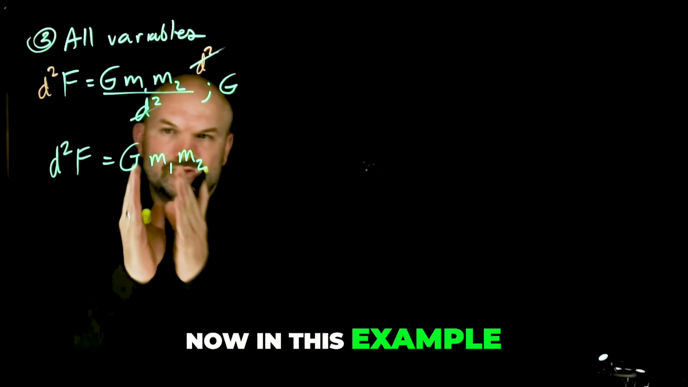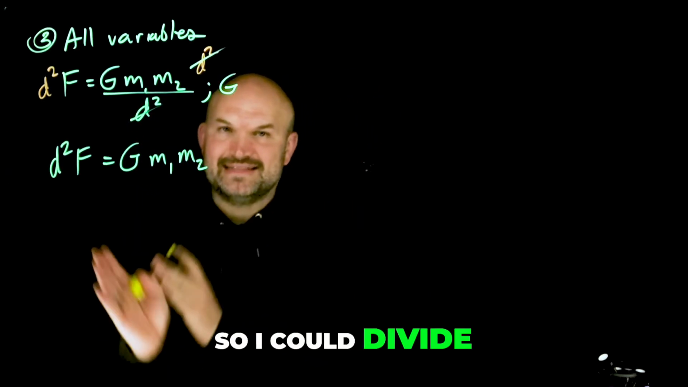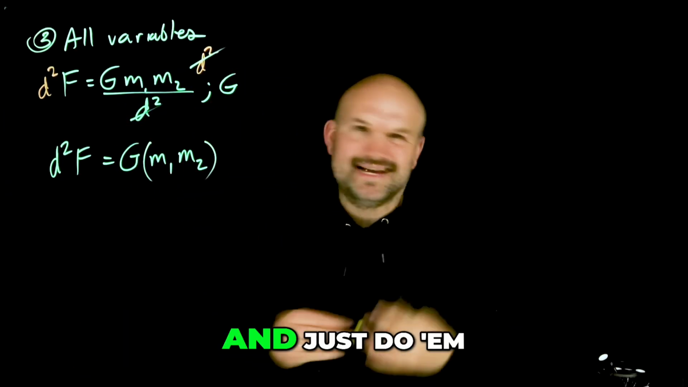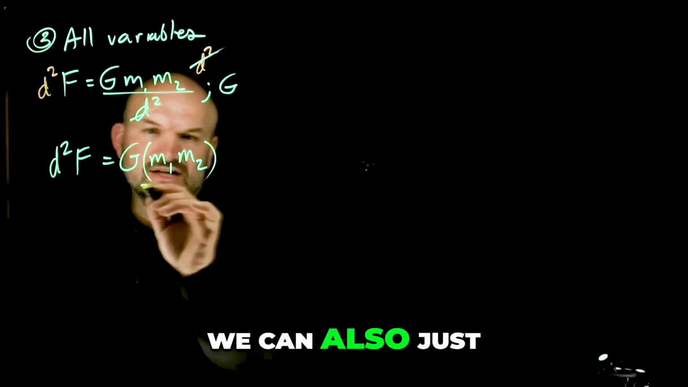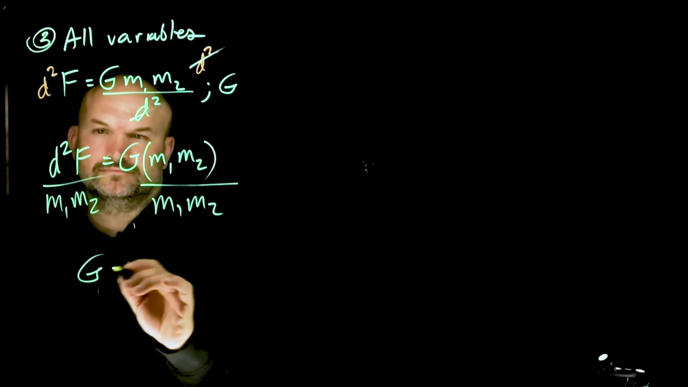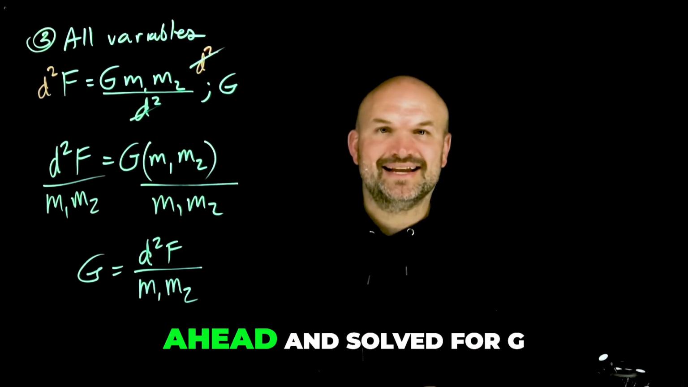Now in this example, you have g times m1 times m2, right? So I could divide them individually, or I could also say, well, why don't we just group those 2 together and just do them at the exact same time? Since they're both being multiplied by g, we can also just divide them at the same time as well. And there you go, ladies and gentlemen. We have now gone ahead and solved for g.